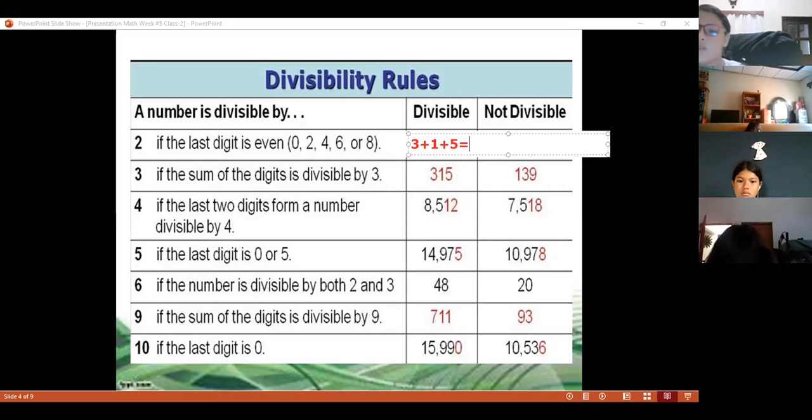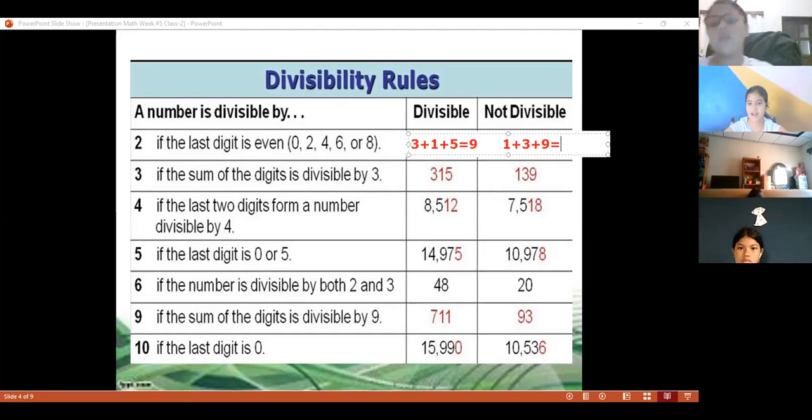9 is on the table of 3? Yes. 3 times 3. So these digits, 3 plus 1 plus 5, make 315. Yes, it's divisible. But what happened with 139? You add 1 plus 3 plus 9. What is the answer of this addition?